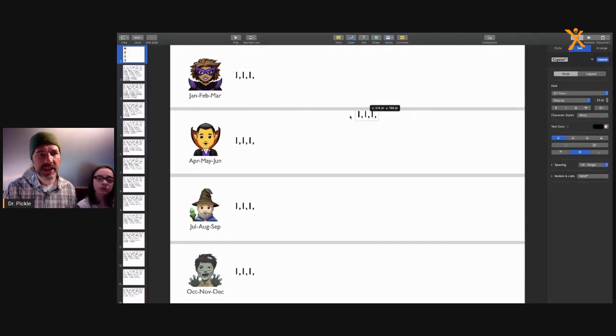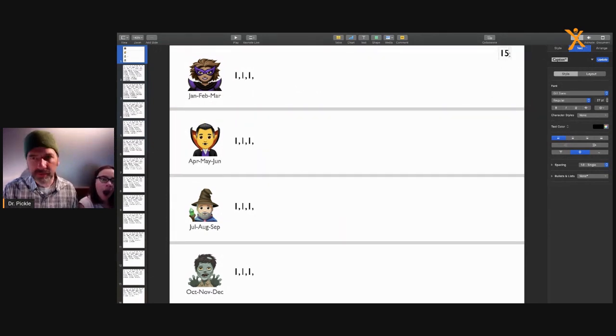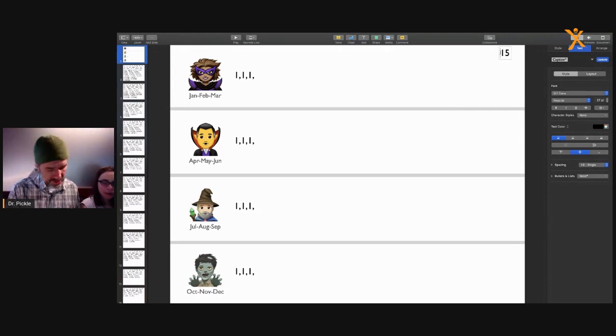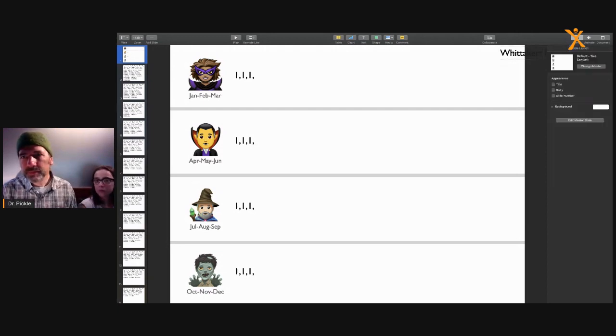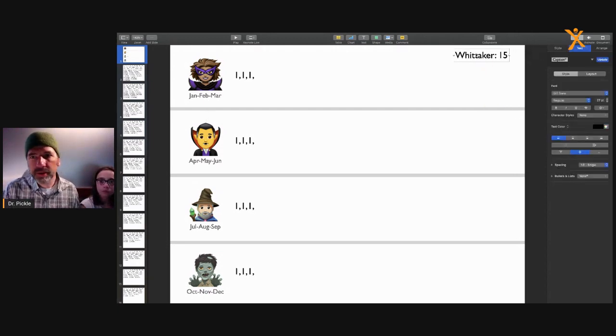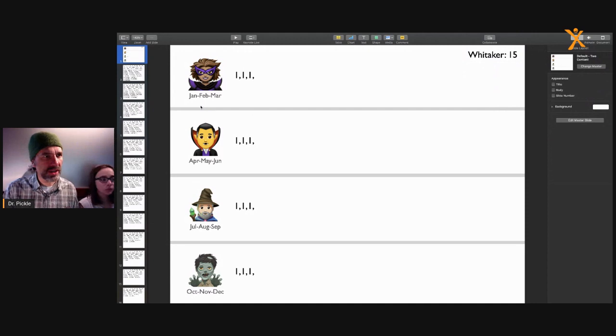So I am going to put that up at the top here. So this is Whitaker's 15. Okay. Go. There's Whitaker's 15. That is what we are trying to do right now. We're trying to get there, and it's the first team that gets there wins.